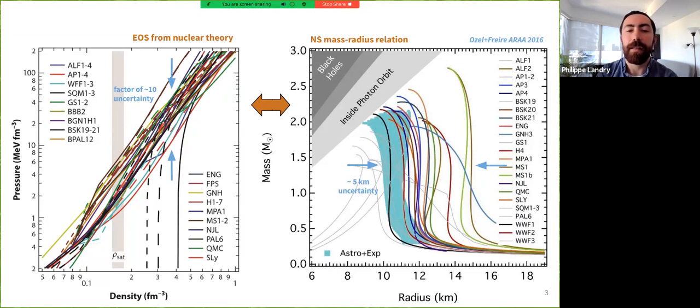But because of this TOV equation that relates the equation of state to neutron star observables, masses and radii, we can constrain the equation of state by constraining neutron star masses and radii. So every prediction for the equation of state shown here on the left is in one-to-one correspondence with a mass radius relation here on the right. And so by measuring neutron star radii at a particular value of the mass, we can begin to rule out individual models from nuclear theory. And that in turn tells us something about the ingredients that went into the calculation of these nuclear theory models.